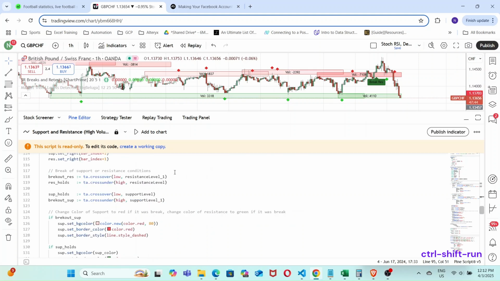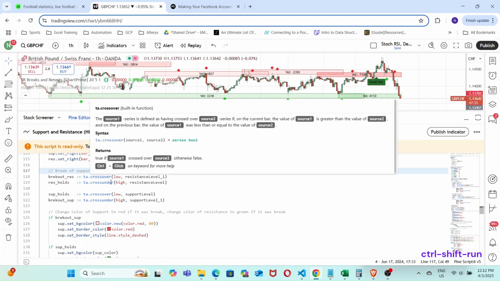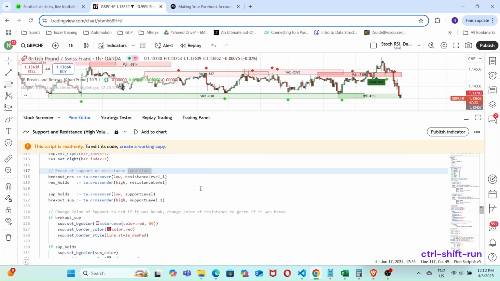Next we come to breakout and hold conditions. The indicator checks for price action relative to the identified support and resistance levels. Breakout_res is true when the low price crosses below the lower boundary of the resistance box, resistance_level_1. This signifies a potential breakout of resistance. Res_holds is true when the high price crosses below the upper boundary of the resistance box, resistance_level. This suggests that the resistance level is holding.